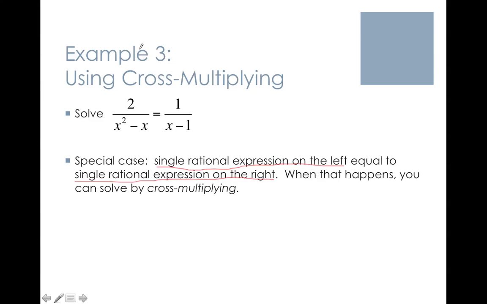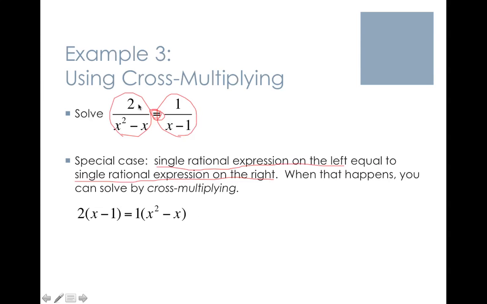So if you look back at the other examples we've done so far, we've had more than one rational on one side or the other, more than one term on one side or the other of our equation. And so in those cases you need to use the LCD. But in this case we just have a single rational expression here on the left and a single rational expression here on the right, and those two are equal to each other. So when that happens, we can work this like a proportion, and we can actually use cross multiplying as our method for solving.